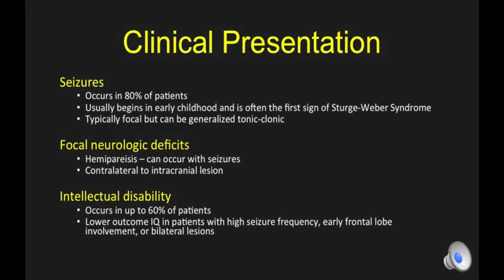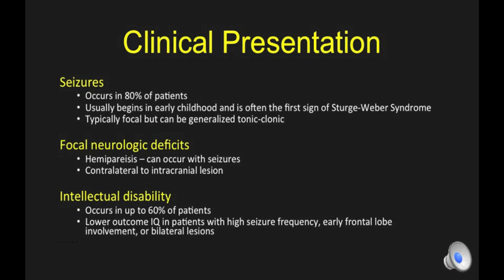Patients with Sturge-Weber syndrome often present with seizures, which occur in 80% of patients. These usually begin in early childhood and are often the first sign of Sturge-Weber syndrome. They're typically focal, but can be generalized tonic-clonic. Patients present with focal neurologic deficits, and hemiparesis can occur with seizures. This is contralateral to the intracranial lesion.